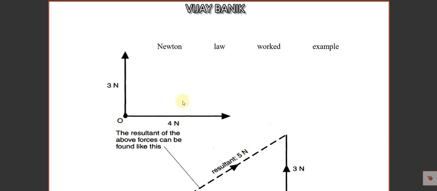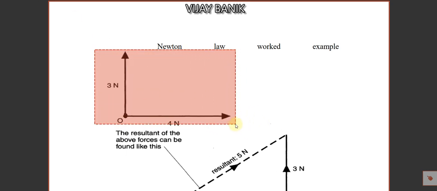I already uploaded a video on how to draw vectors in Google Drive. I think I already gave you guys the link. If I didn't, do ask me. So out of these two, you can choose any force. Do you want to choose 3 Newton first? Do you want to choose 4 Newton first? Let me copy paste this in another concept and then let me draw it for you all. That would be better.